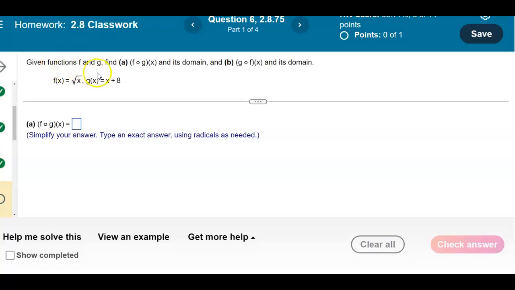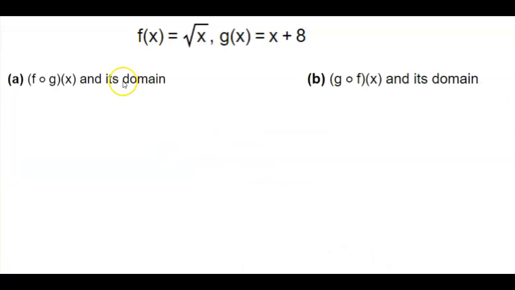Given functions f and g, find a, f composite g of x and its domain, and b, g composite f of x and its domain. So here are the given functions. f of x equals the square root of x, and g of x is equal to x plus 8. So let's go ahead and take a look at this example here. We're going to do part A first.